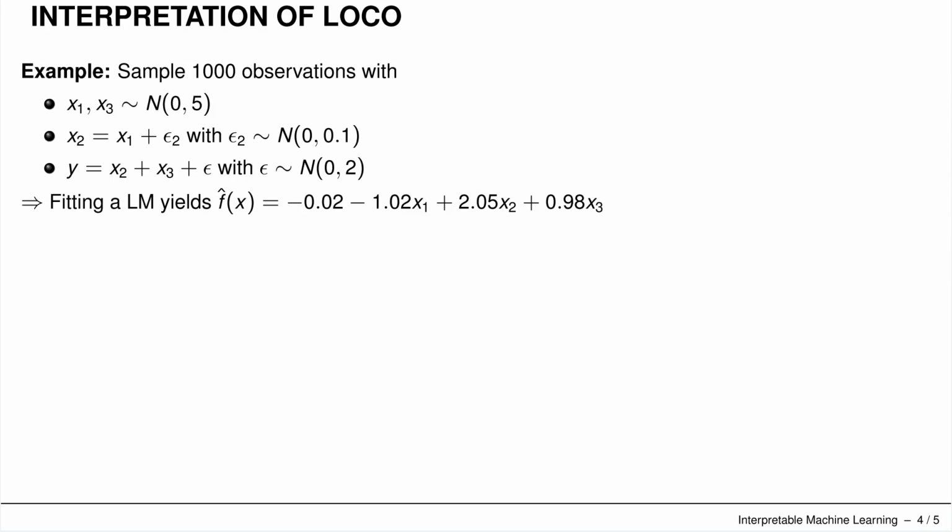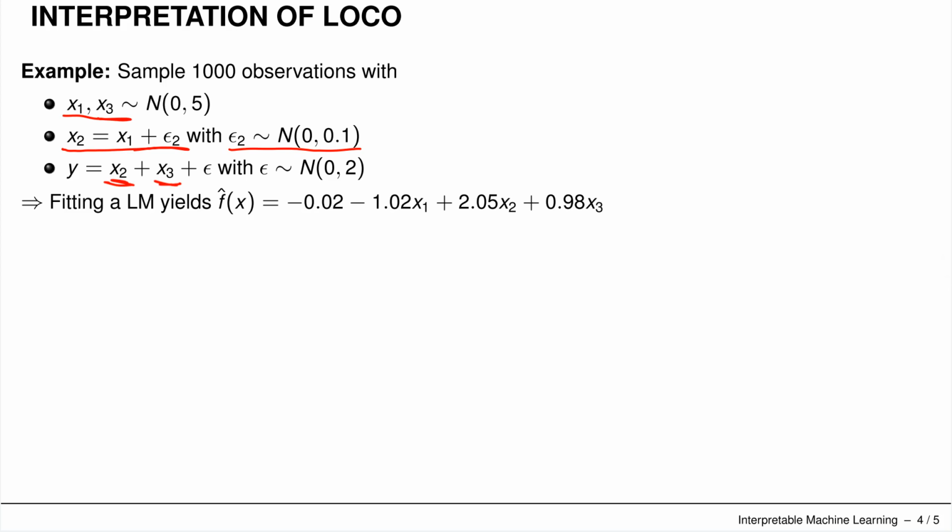So let's look at an example. We have 1,000 observations and we have X1 and X3 normally distributed. We have X2, which is very, very similar to X1. So see, x2 is x1 plus some error, and that error has a very low variance. And our true target now consists of an effect of x2 and x3.